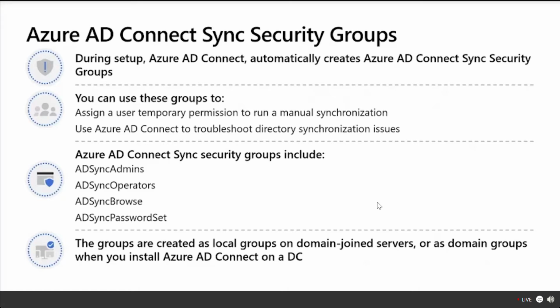During setup of Azure AD Connect, Azure AD Connect sync security groups such as AD Sync admins, AD Sync operators, AD Sync browse, and AD Sync password set are all automatically created. And then you can use these groups to troubleshoot directory synchronization issues, or even assign a user temporary permission to run a manual synchronization. And all of these groups are created as local groups on domain joined servers or as domain groups when you install Azure AD Connect on a domain controller.